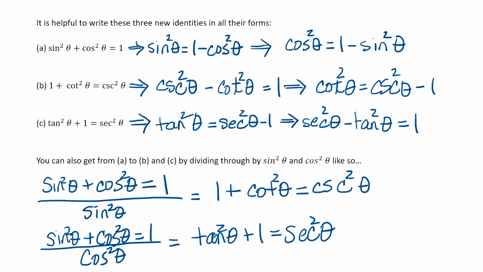All right, so you'll use these things in a problem like this where they want you to show that secant squared x minus tangent squared x over 1 plus cotangent squared x equals sine squared x. Now, if I had memorized that 1 plus cotangent squared x is equal to cosecant squared x, I could plug that in, but I haven't memorized it personally.